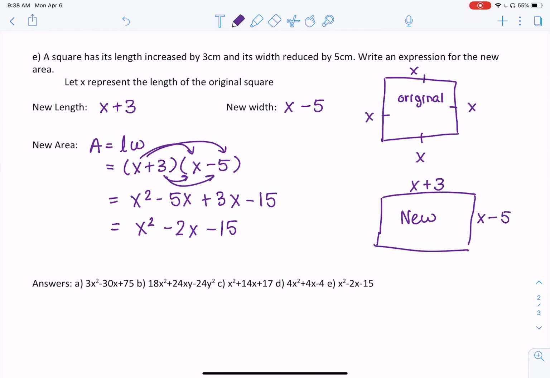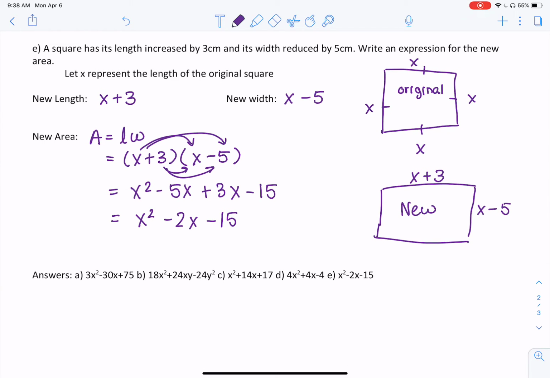And because we had words in the question, we need to make sure we write a nice therefore statement. So therefore, the new area is x squared minus 2x minus 15.